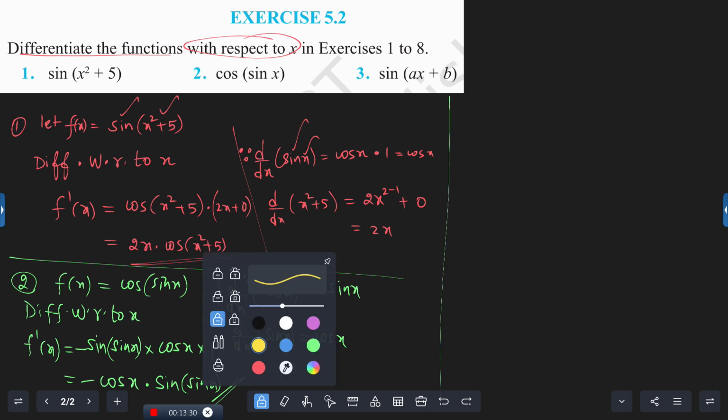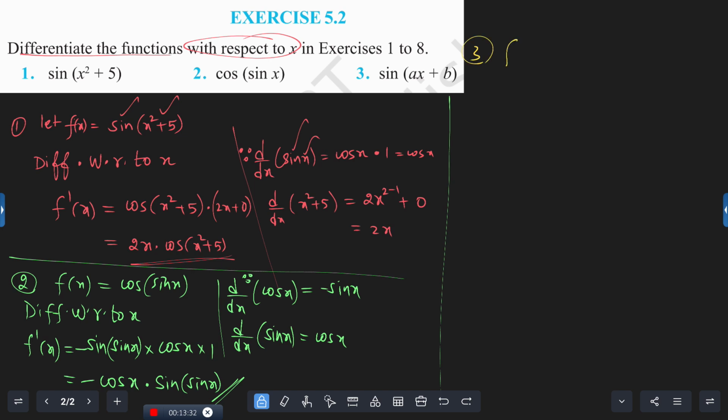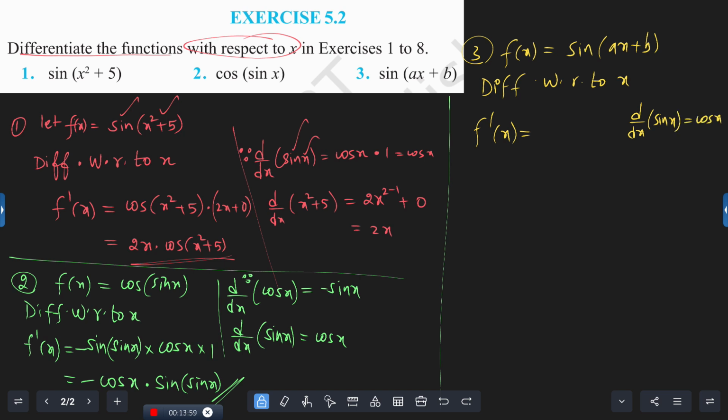Let's go. Third one, what they have given? f of x is equal to sin of ax plus b. Now again differentiate with respect to x on both sides. So what is f of x derivative? f dash of x, we know what is the derivative of sin. Derivative of sin is cos x. Okay, like that angle.